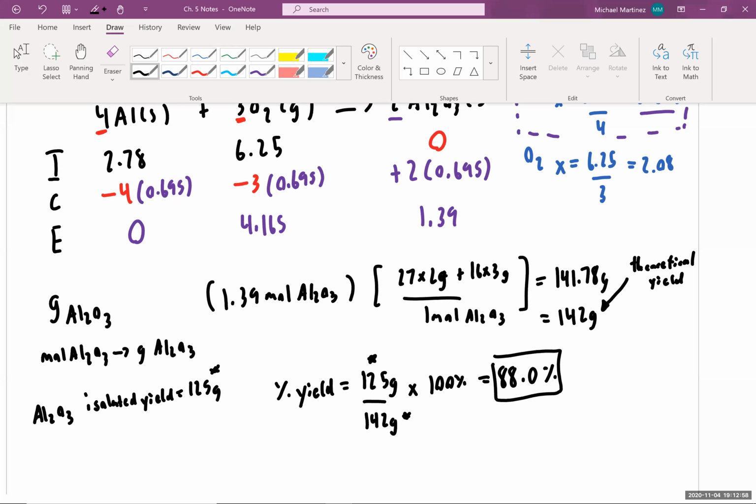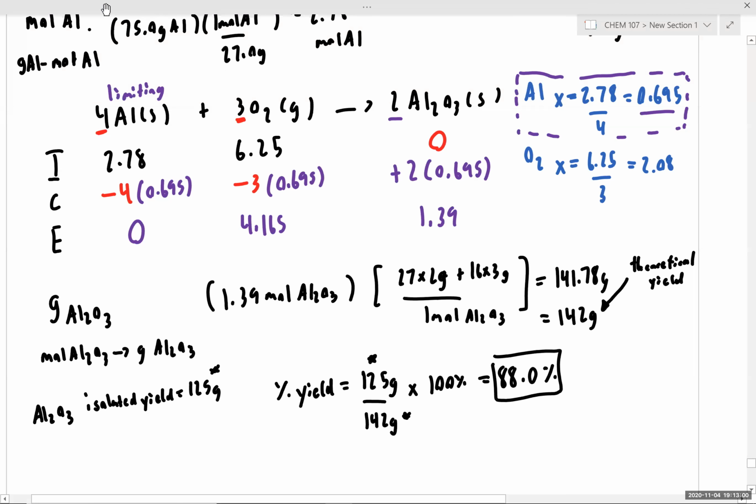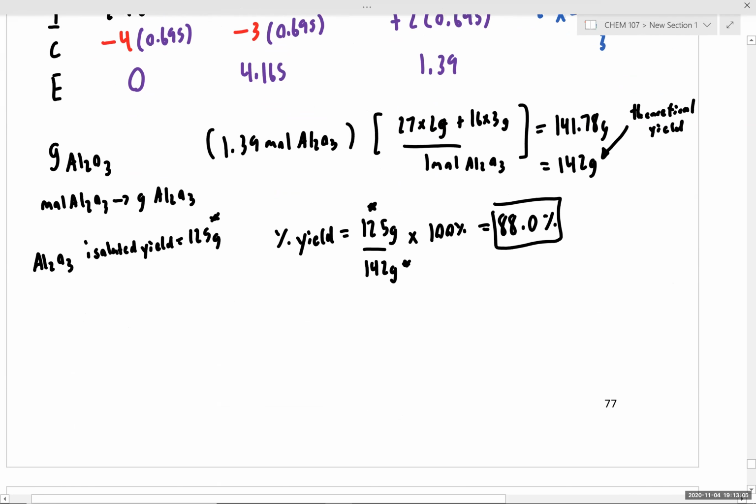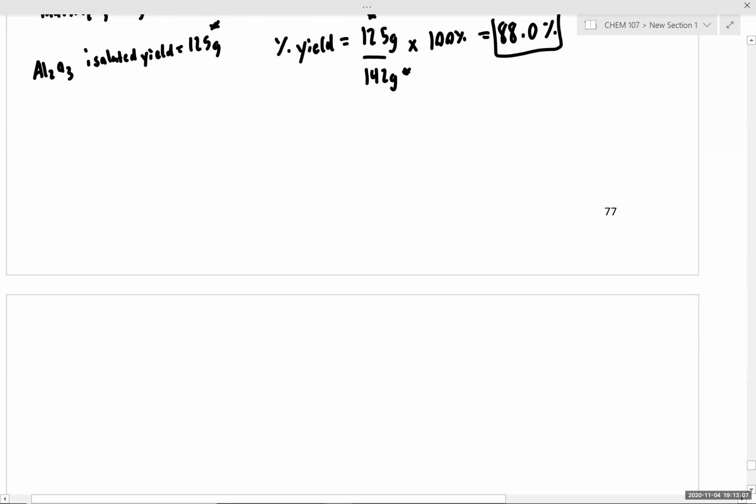Okay, so we've seen one example of a percent yield problem. This is as difficult as it's going to get for this chapter. That's about as difficult of a question as I can ask in this chapter.